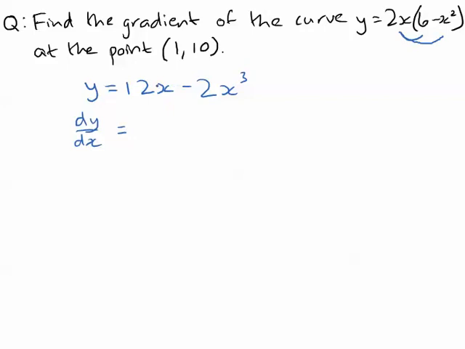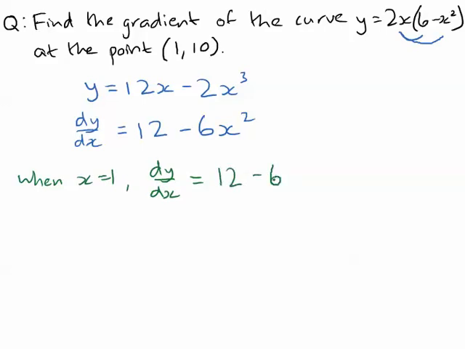So dy by dx in this case is going to be equal to 12 minus 6x squared, and the point we're interested in is 1, 10. So that means that the x coordinate is 1 and the y coordinate is 10. And we don't really have to worry about the y coordinate because all we have to use is the x coordinate. So we extract the information that we need and say that when x equals 1, dy by dx equals 12 minus 6 times 1 squared, which is just 12 minus 6, which is equal to 6.